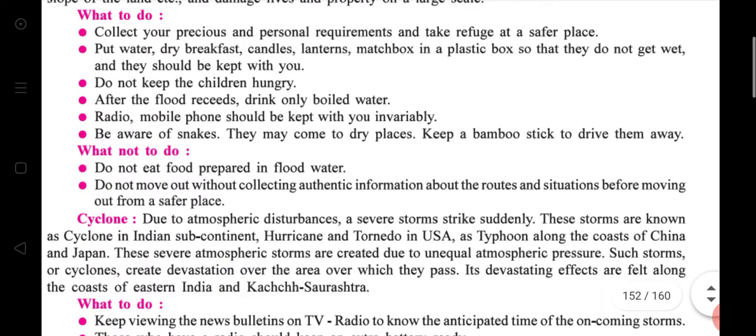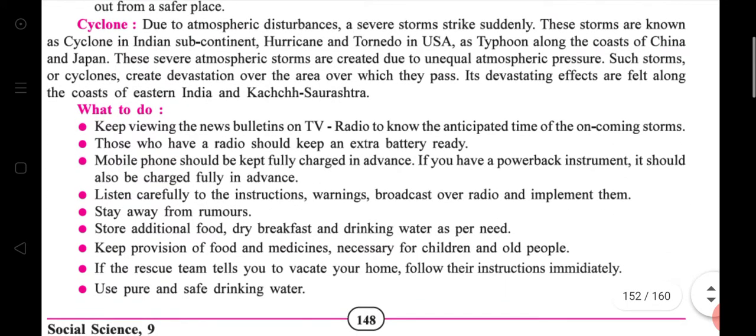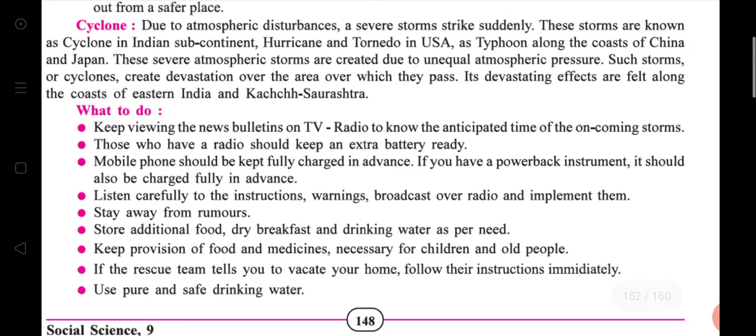Then what not to do? Don't eat food prepared in flood water and don't move out without collecting authentic information. And cyclone. So in cyclone, what to do? Keep viewing the news on TV. Then those who have a radio should keep extra battery ready in radio, mobile phone, and also in power bank. Then listen carefully to the instructions and warnings broadcast over radio and also implement them.